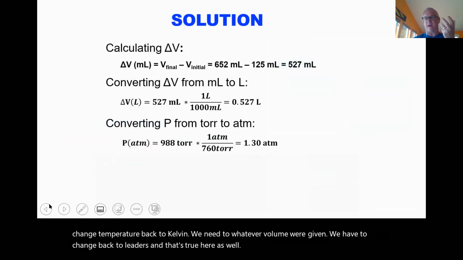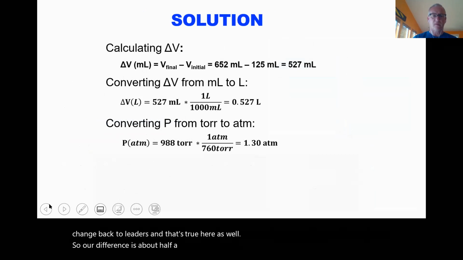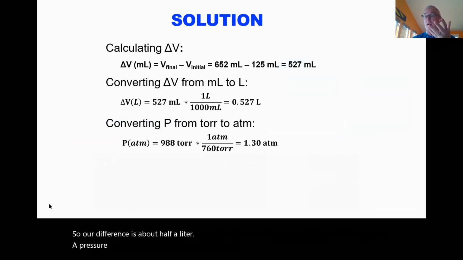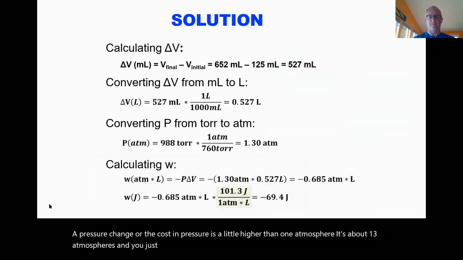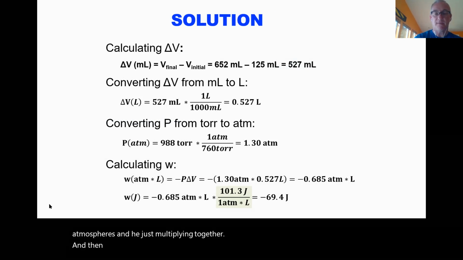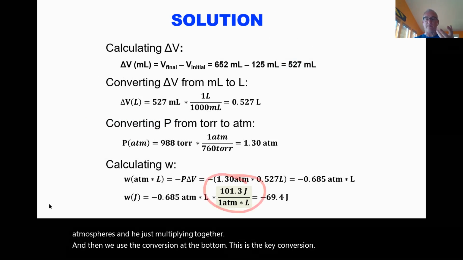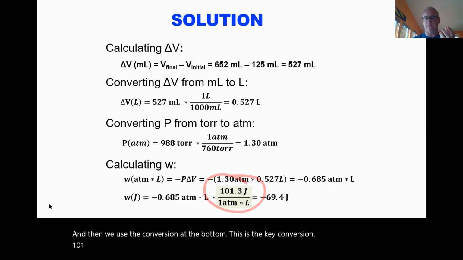Our difference is about half a liter. The constant pressure is a little higher than 1 atmosphere. It's about 1.3 atmospheres. And you just multiply them together. And then we use the conversion at the bottom. This is the key conversion. 101.3 joules is equal to 1 atmosphere liter.